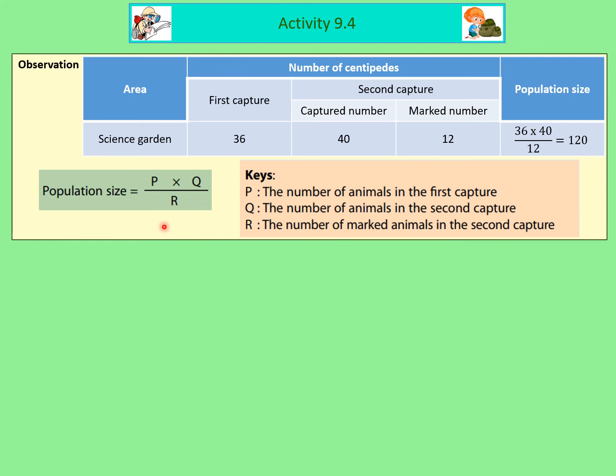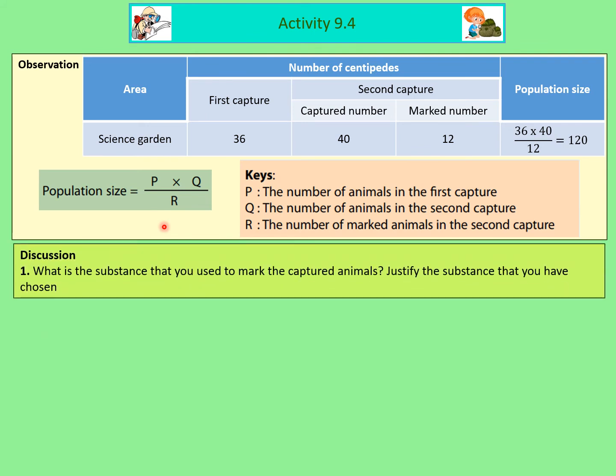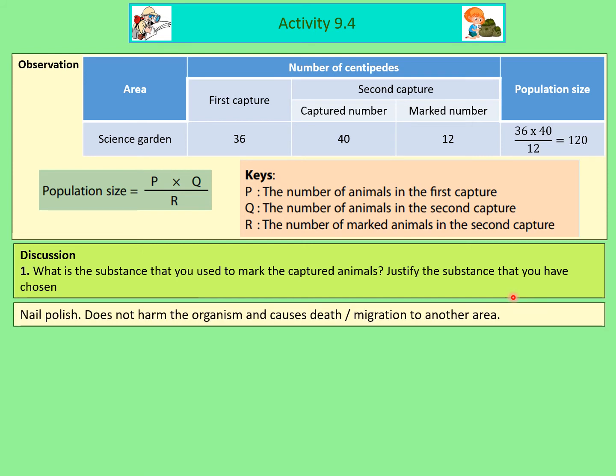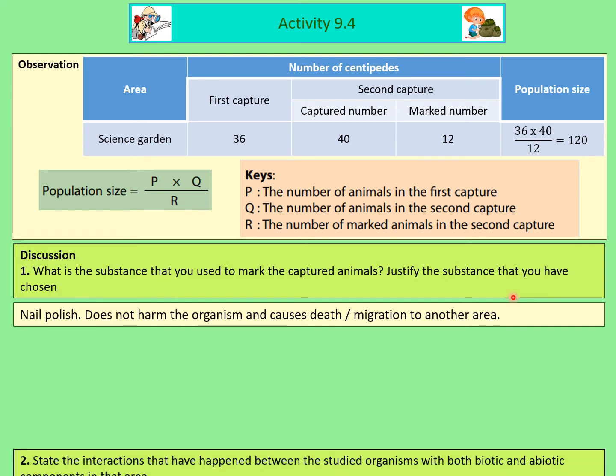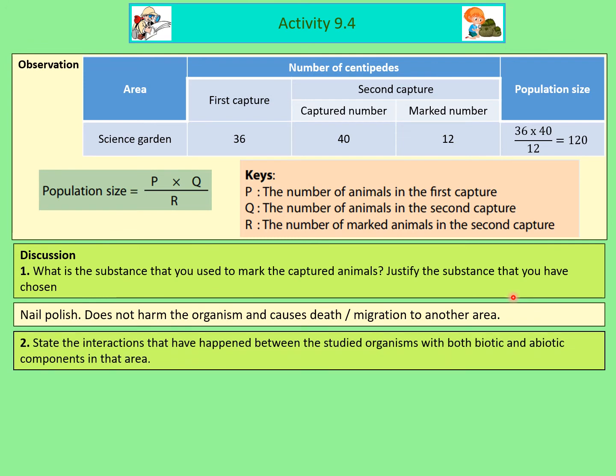Okay, so discussion question: what is the substance that you use to mark the captured animals? Justify the substance that you have chosen. Okay, the answer is nail polish, because nail polish does not harm the organisms and cause death, and nail polish also does not cause migration to another area. Okay. Question number 2. State the interactions that have happened between the study organism with biotic and abiotic components in that area.